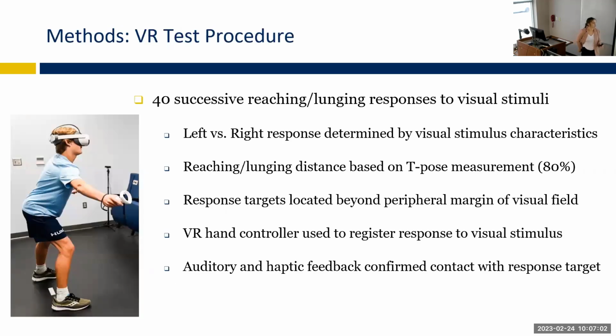So for our test methods, we included 40 consecutive trials of both a reach and lunge and neck movement. It started with a visual stimulus, and they would move either left or right based on the characteristics of the stimulus. The targets that they were reaching for were just outside of their peripherals, which was measured based off their wingspan to distance. When they reached the target, they would get both a vibration and an auditory sound that would say that they hit the target.